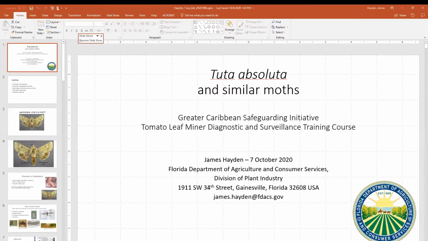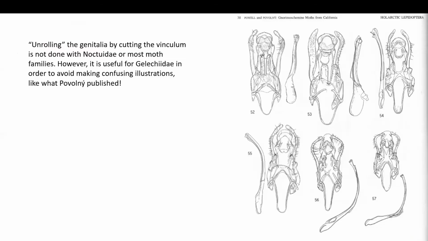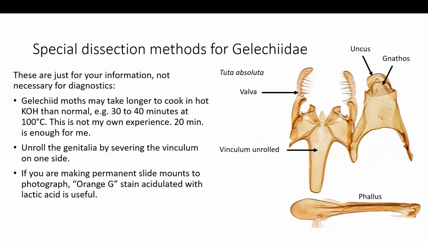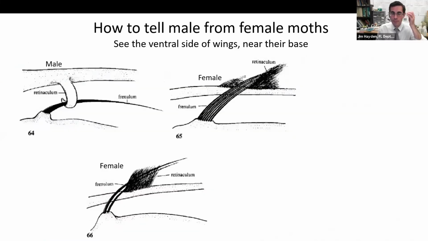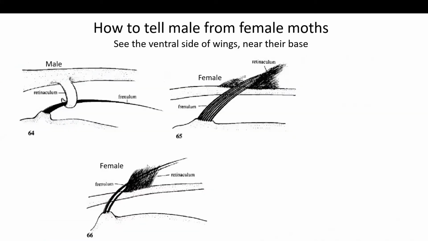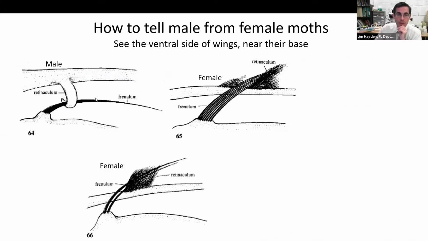Yeah, I have a question. Yes. Would you mind just going over quickly what you were talking about when you were looking at the wings, how to differentiate the male from the female with the hook and all that? Yes. So do you want me to review this and repeat it? If you don't mind, quickly.